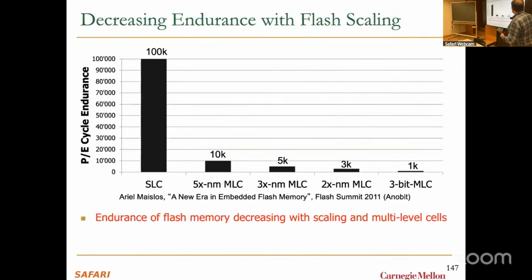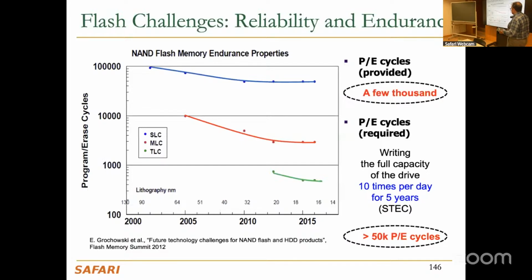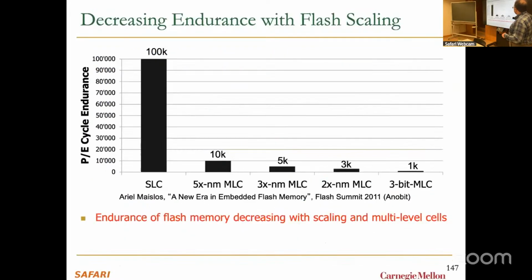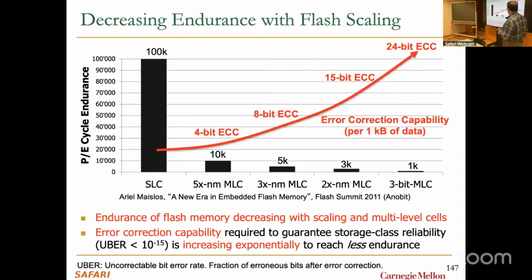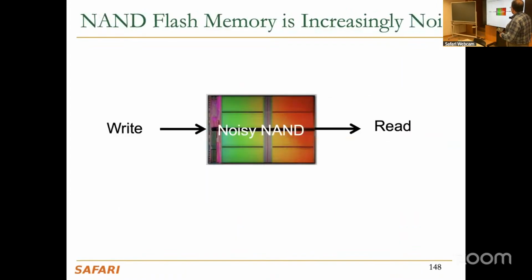So the question is how we can hopefully bridge the gap by using more intelligent techniques to provide reliability. Endurance of flash memory decreases with scaling and multi-level cells, which you can also guess. When you use MLC, it is much less reliable. And when you scale it, your cells are smaller. This is also very similar to the issues that we have in DRAM. And then, in order to have a reasonable PE cycle, you need to add stronger ECC. So you need to increase the complexity and the error correction capability in order to tolerate errors and provide reasonable endurance.